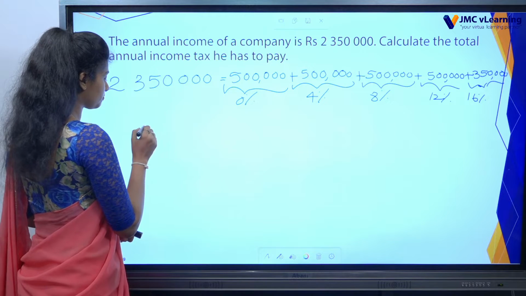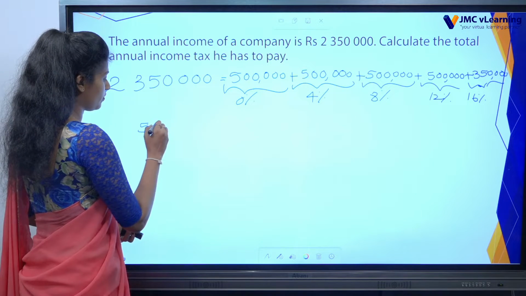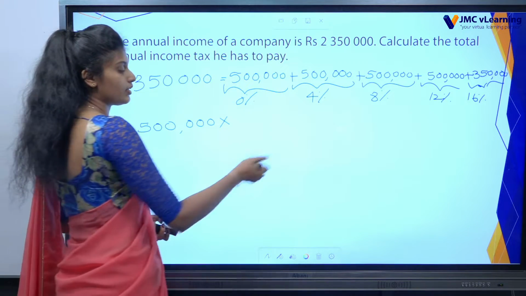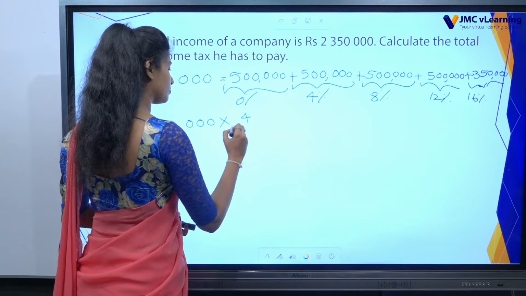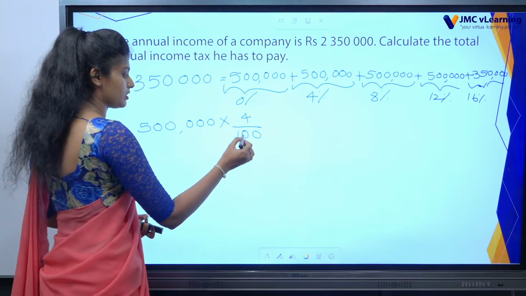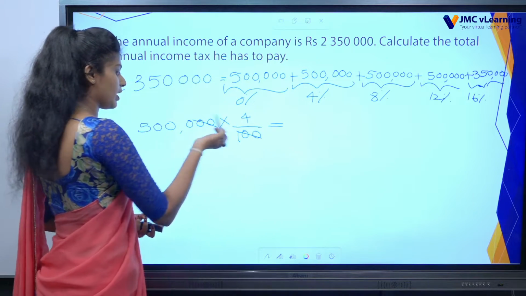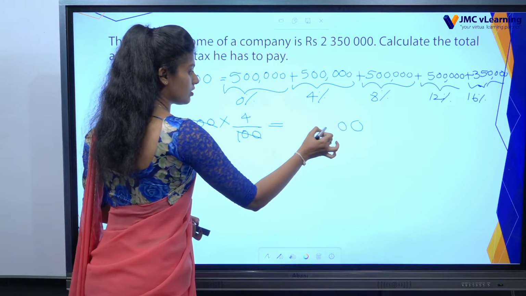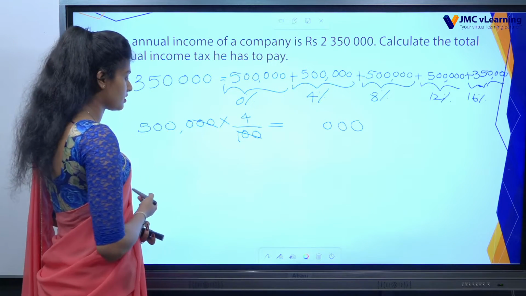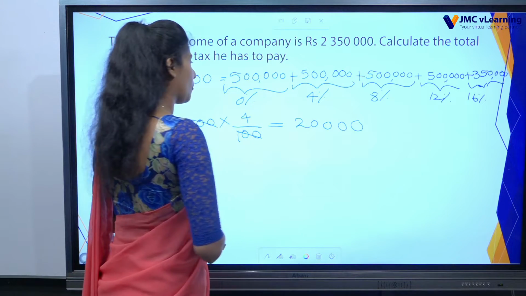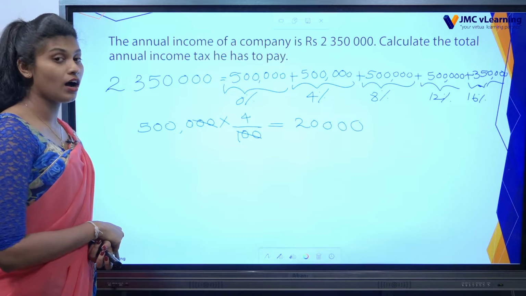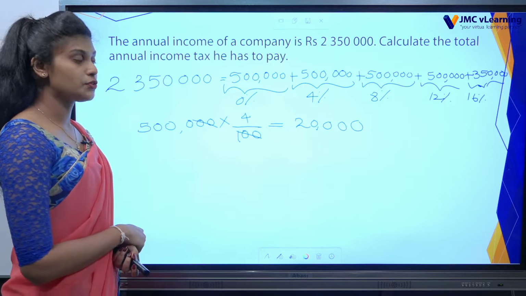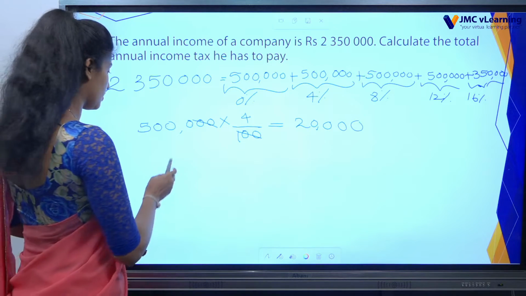For the second one, 5 lakhs. For this 5 lakhs, they are taking 4% of tax. Then how much is the value? Cut zeros, multiply by 4. In 5 lakhs, how many zeros? 1, 2, 3 zeros. And 4 into 5, the answer is 20. For the second 5 lakhs, they are taking how much tax? 20,000. For the next 5 lakhs, they are taking 8%.